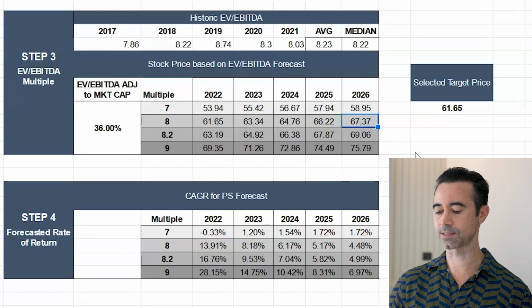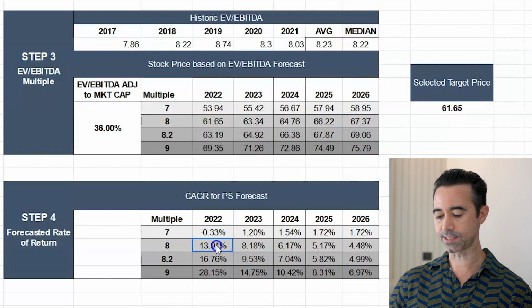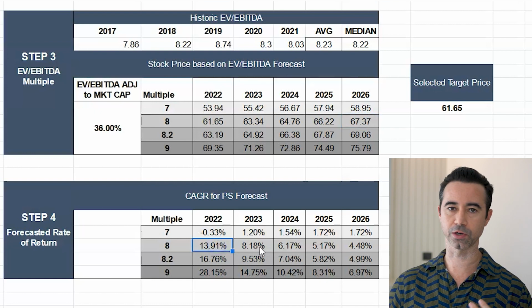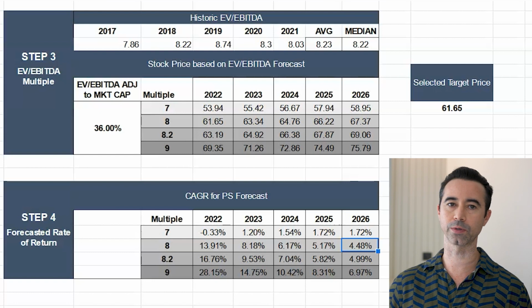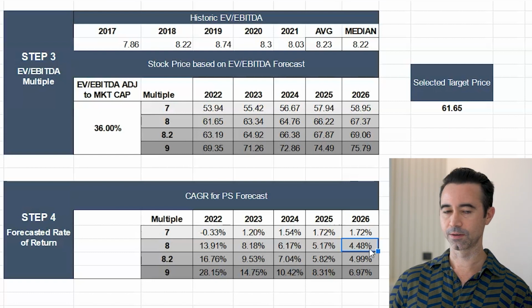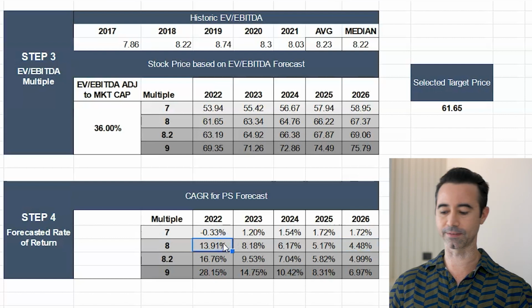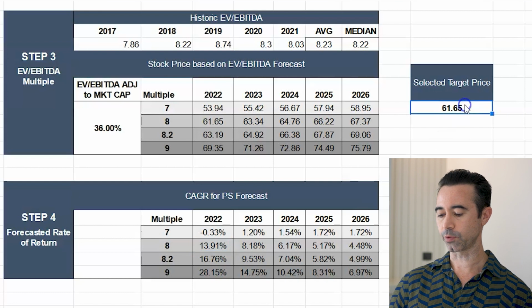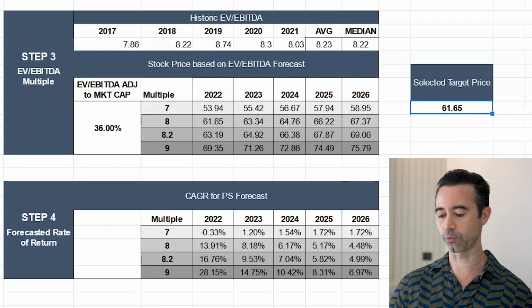By 2026, it's 67.37. Basically, this equates to a 13.9% rate of return by the end of this year, going down to only 4.48% by 2026. So holding this stock until then probably wouldn't be a great rate of return, but if you sold it at the end of this year, it would be. Next up, the selected price target that I'm going to use for my weighted average will be 61.65.